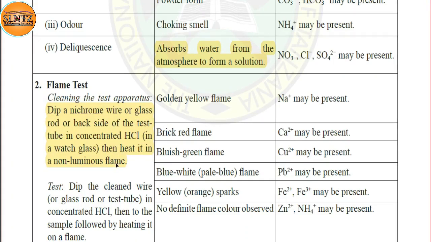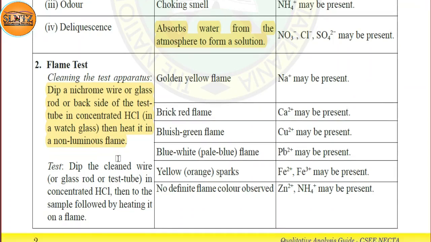That is, you clean the apparatus which you are going to use to test the flame test. After cleaning, you have to dip either a test tube or a glass rod. Myself, because glass rod can be unavailable, nichrome wire can be unavailable, but you can have a test tube.